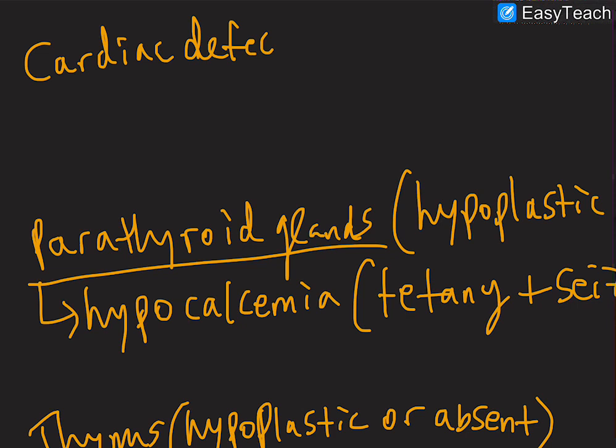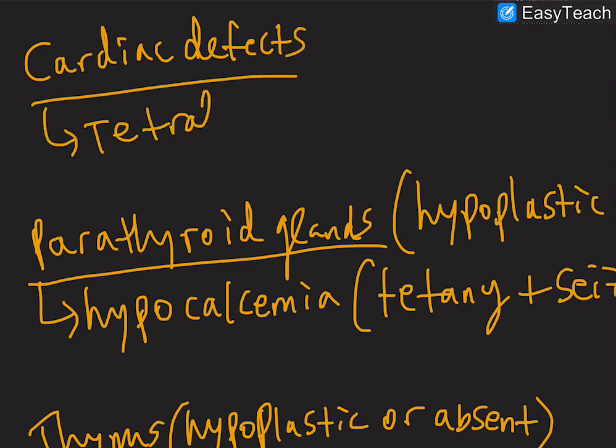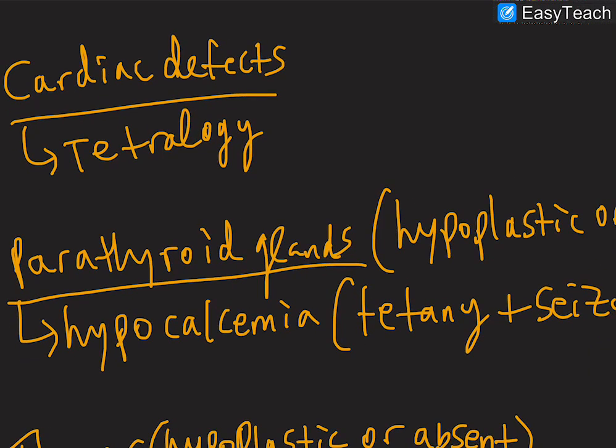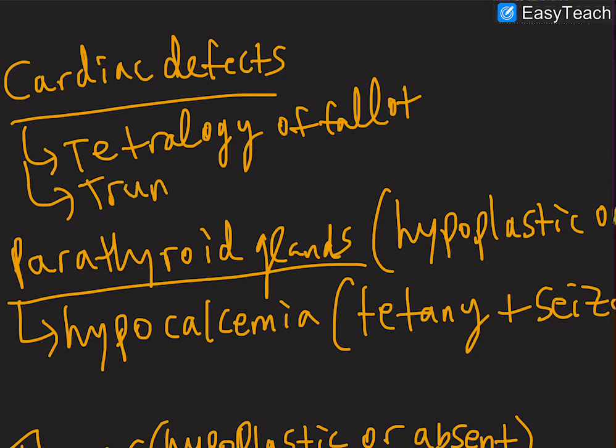Cardiac defects also, like tetralogy of Fallot, and we'll talk about these defects when we do the cardiovascular playlist, right? Tetralogy of Fallot, and you can see other defects too, like truncus arteriosus, for example. But just know you can see cardiac defects.